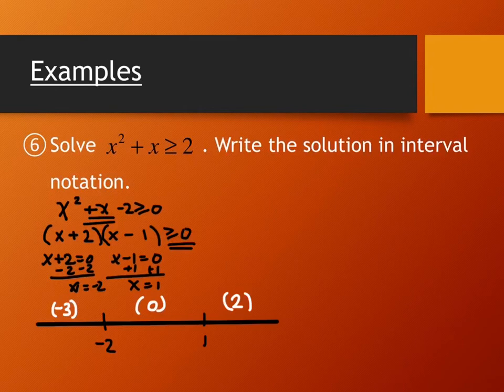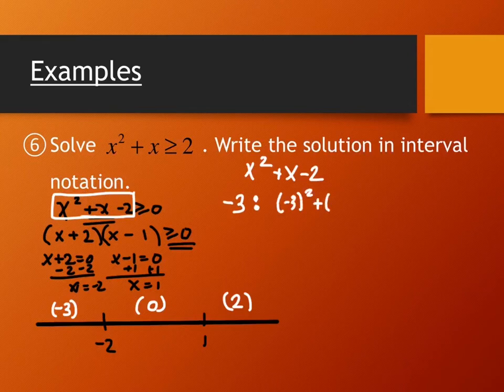So what do I do with these 3 values? Well, I need to put them into the expression that I had when I moved everything onto the same side. This one right here, the x squared plus x minus 2. So we're going to evaluate them one at a time. I'm going to do negative 3 first. So this is negative 3, and I'll just put a colon to indicate that I'm testing negative 3. So this is negative 3 squared plus negative 3 minus 2.